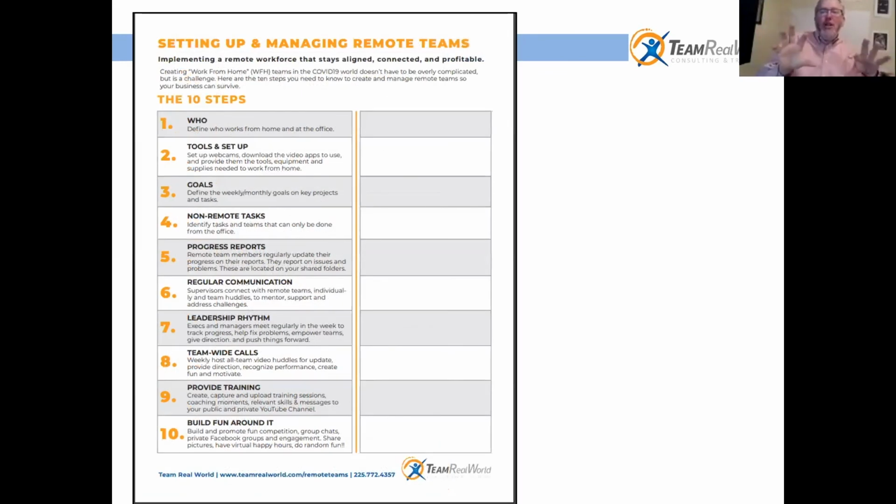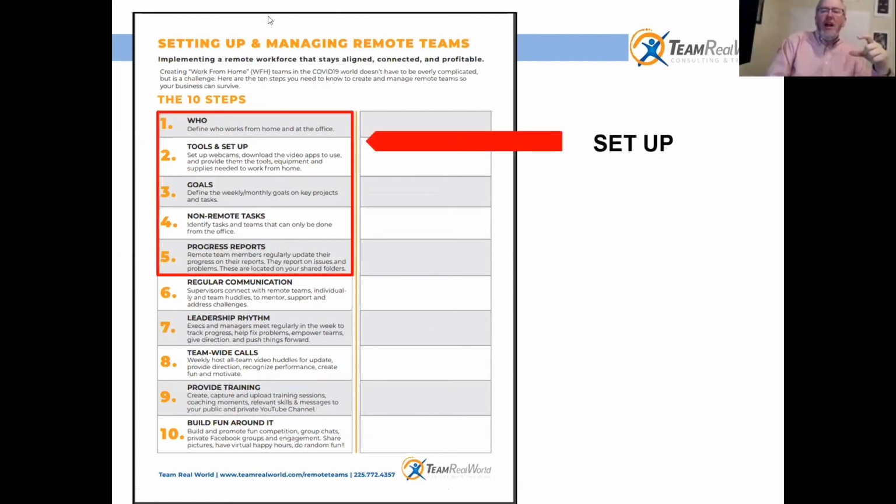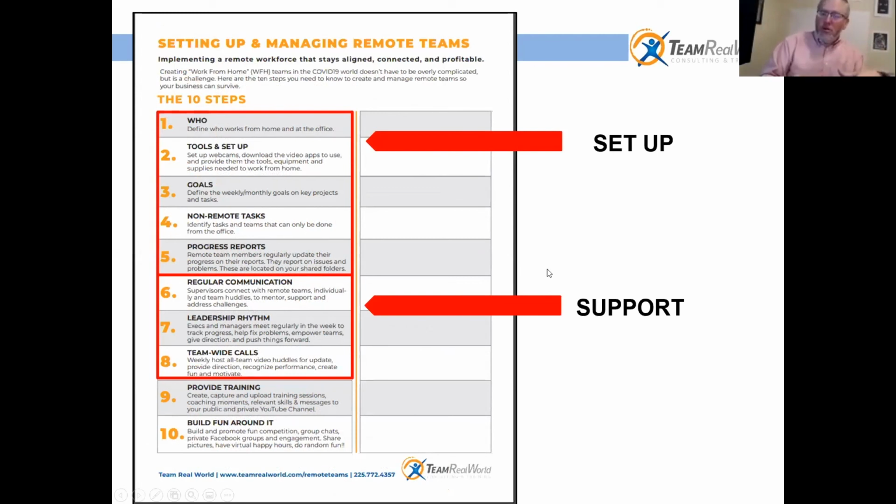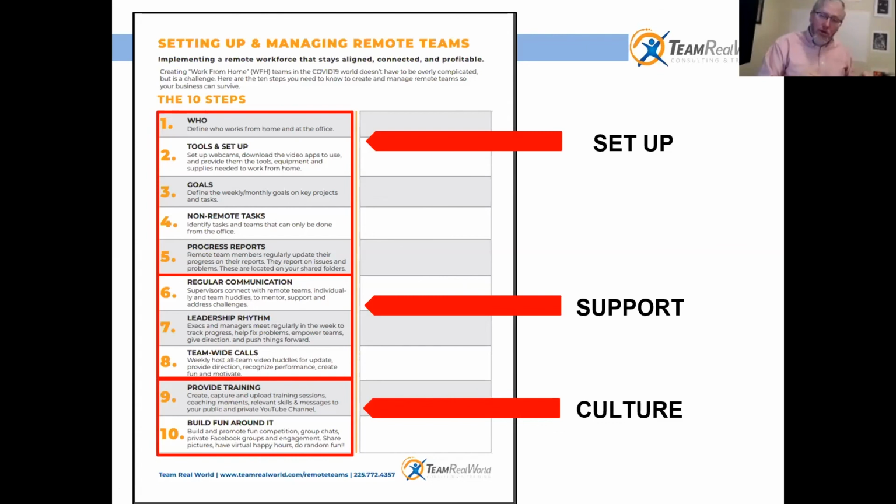Okay. So let me break it up for you like this. The first 5 is what I would call the setup. That's where you do your setup. Then the next 3 items, 6, 7, and 8, is what I would refer to as where you provide support. And then the last 2 is where you provide the culture. So you're constantly making sure none of these things fall apart. Just because it got set up correctly, it doesn't mean it's going to stay set up correctly.